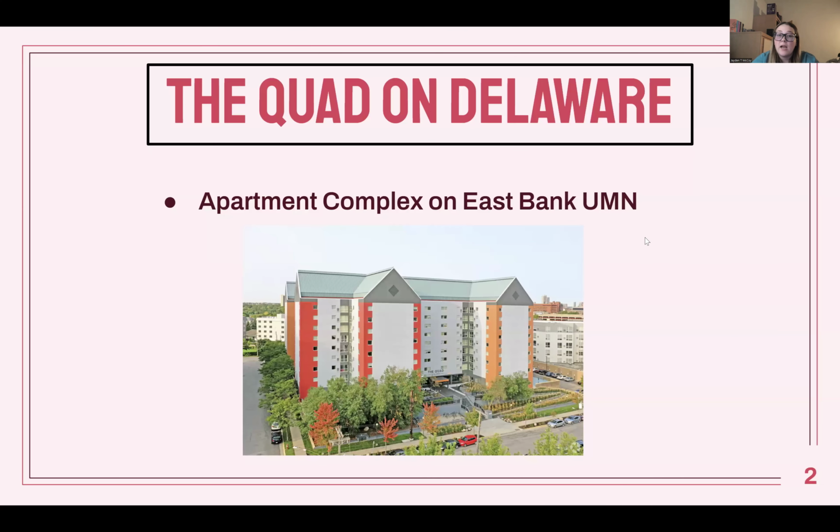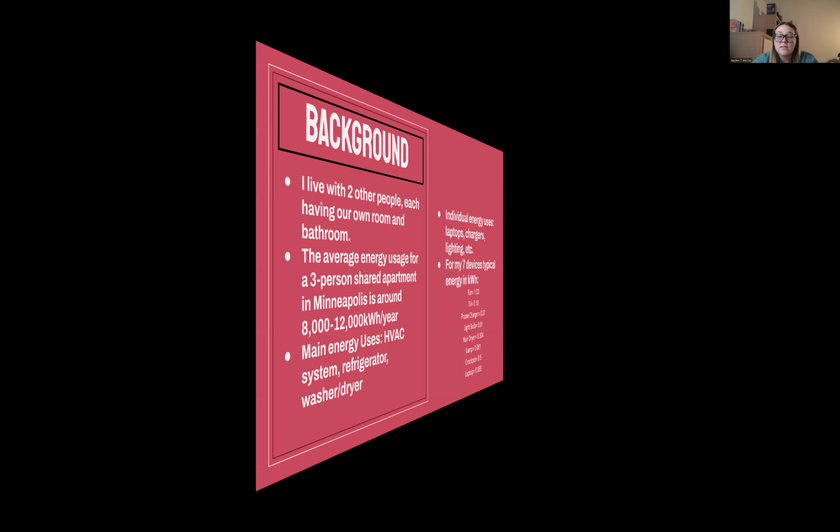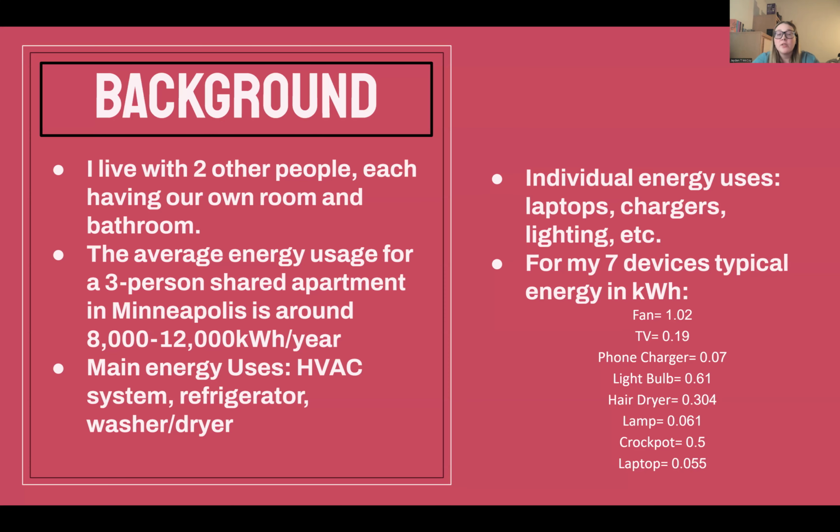So for a little bit of context, I live at the Quad on Delaware, which is an apartment complex on the East Bank side of campus. And for some background, I live with two other people and we each have our own room and bathroom. The average energy usage for a three-person shared apartment in Minneapolis is around 8,000 to 12,000 kWh per year. Our main energy uses are the HVAC heating and cooling system, refrigerator, and the washer and dryer. And there are also some individual energy uses too, which include laptops, chargers, lighting, and lots more.